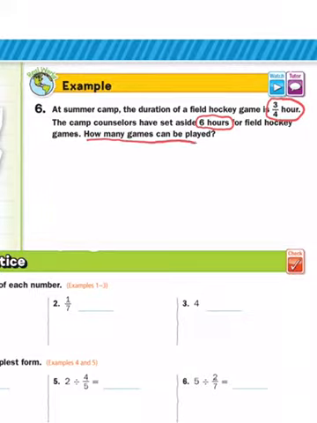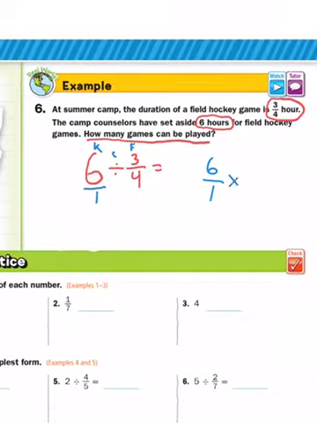Now in this one, here is what I know. The 6 hours of time they set aside is being split or divided into 3/4 hour chunks. Okay, because each game is 3/4 of an hour. And the answer is going to be how many games they can play. How many 3/4 hour chunks can you get out of 6? So I'm going to start by writing 6 over 1, and I'm going to keep, change, flip. So keep it 6 over 1, change it to multiplication, and flip it to 4/3.